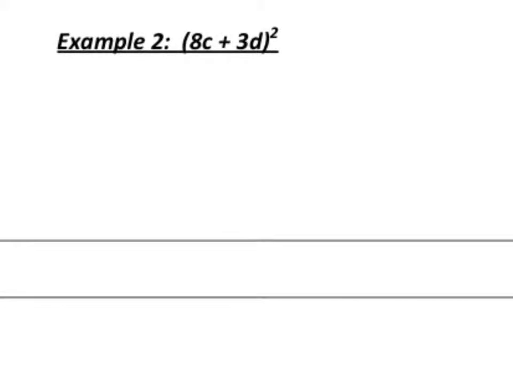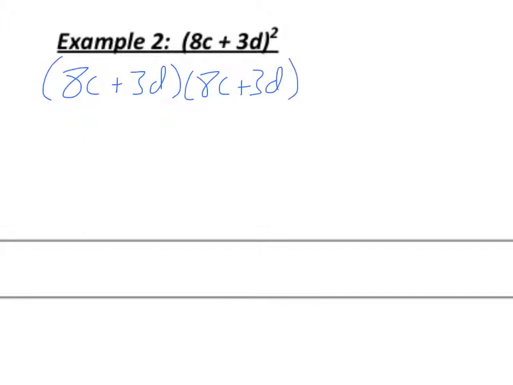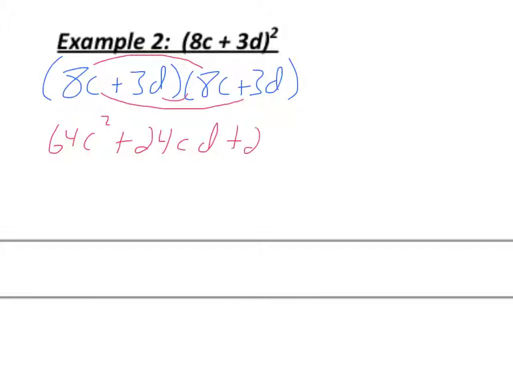Alright, our other one, again, remember, it's quantity squared, so 8c plus 3d written twice. And we FOIL. So first times first gives us 64c squared. Outside gives us 24cd. Now they are not the same letters, so the powers don't change, they just get multiplied together. Inside is 24cd, or dc, but they're the same thing. And last is plus 9d squared.